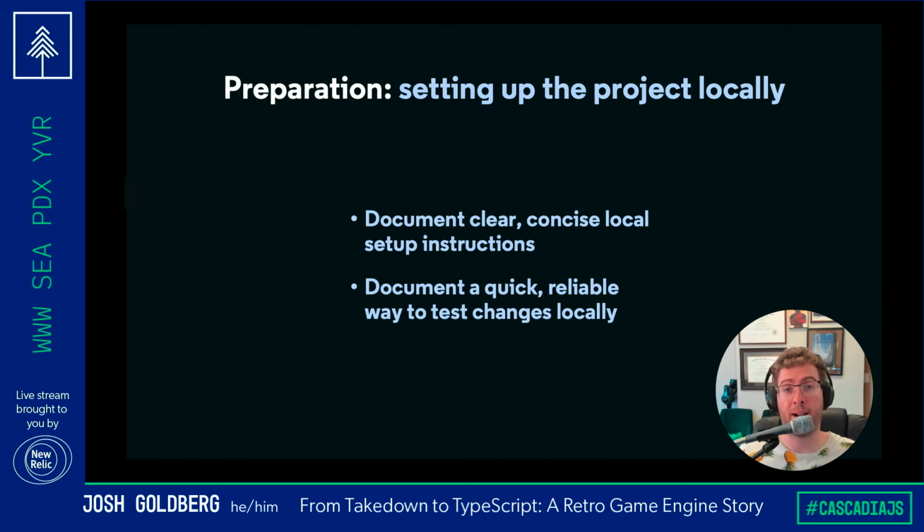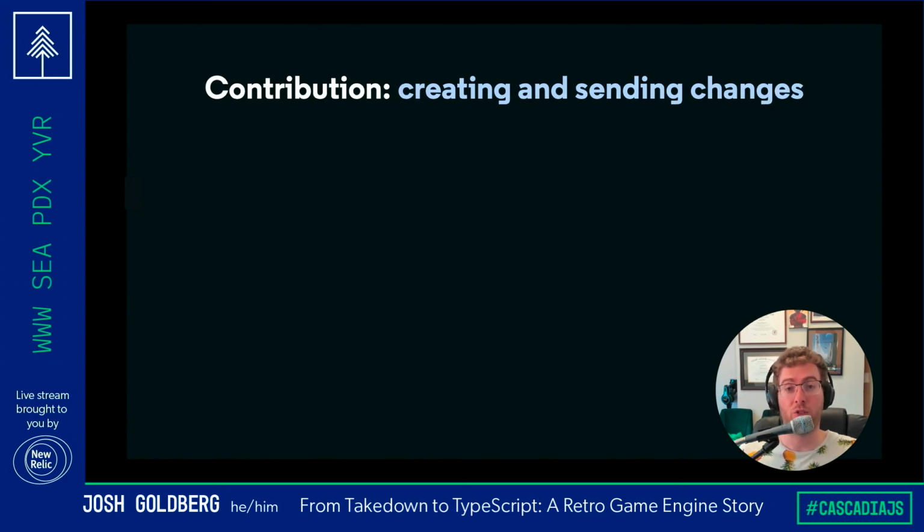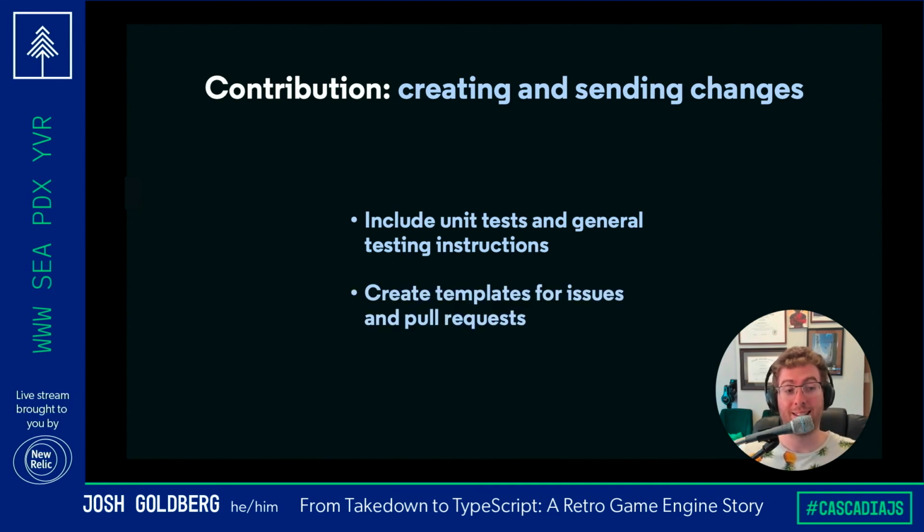Once they've got that feedback cycle locally, they might want to contribute, again, hopefully. So you probably want to include some kind of unit tests, some general testing instructions, so that they have confidence that their changes aren't disastrous for the rest of the app. You probably want to create templates for issues and pull requests, and hopefully you're active on GitHub or Jira or whatever project it is.